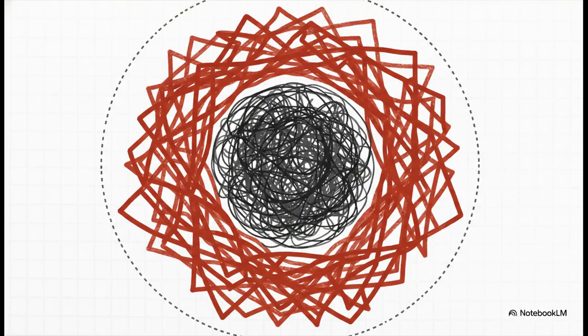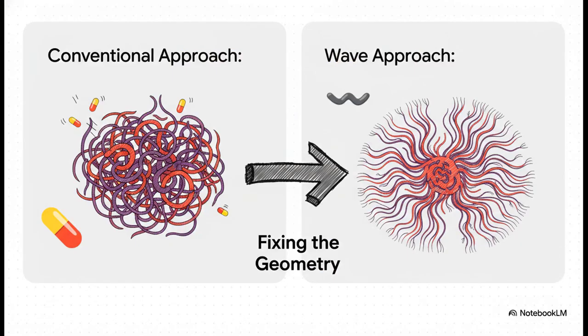First up, cancer. You know, one of the biggest hurdles in treating solid tumors is that their blood supply is a chaotic, tangled mess. It's so inefficient that the tumor's core actually gets starved of oxygen, which ironically makes it incredibly resistant to things like chemotherapy and radiation. So the conventional approach is just to blast that chaos with more and more chemicals, right? Fight fire with fire.